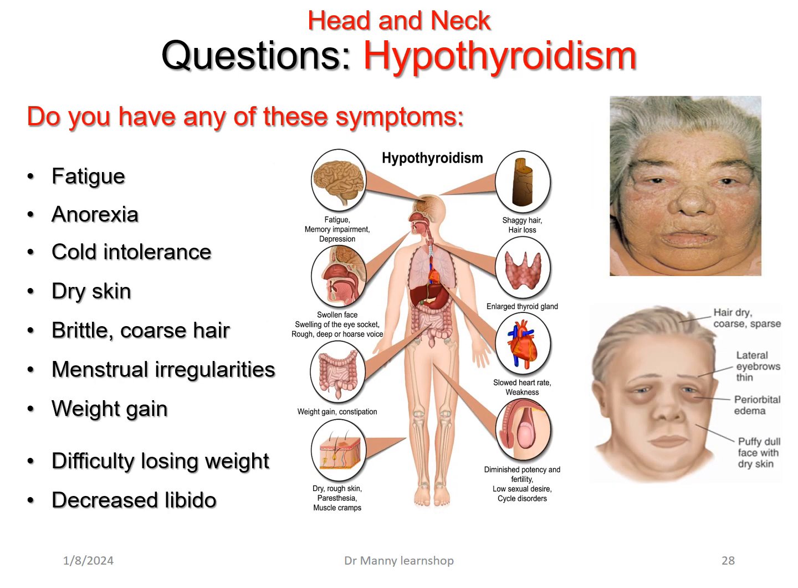Questions can also relate to identifying things like hypothyroidism. So questions could be related to symptoms. Are you fatigued, anorexic, cold intolerant, have dry skin? Looking at their hair, is it brittle or coarse? Do you have any menstrual irregularities if you're a female? Is there any unintentional weight gain? Do you have difficulty losing weight? What is your libido, in relation to your sexual appetite, like?